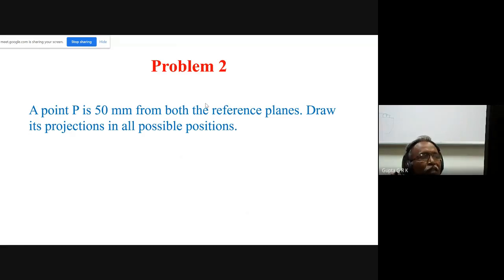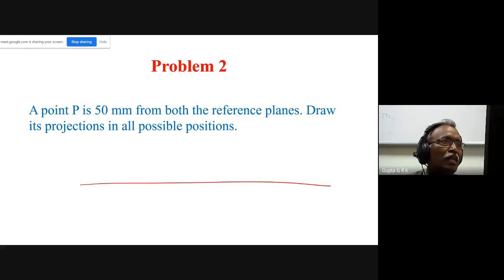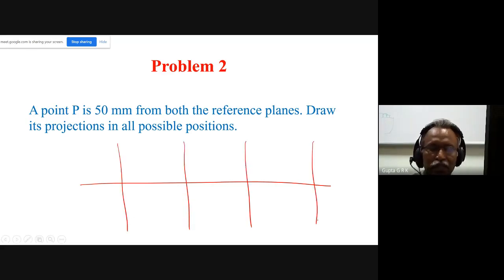A point P is 50 mm from both the reference planes. Draw its projections in all possible positions. How many possible positions are there? 4 possible positions. That is, it can be in the first quadrant, second quadrant, third quadrant, or the fourth quadrant. And again, you draw the same reference line. One reference line you can draw like this. And because 4 positions are there, I draw 1, 2, 3, 4 like this. So assuming it is in the first quadrant, you draw 2 guidelines and write here first quadrant.